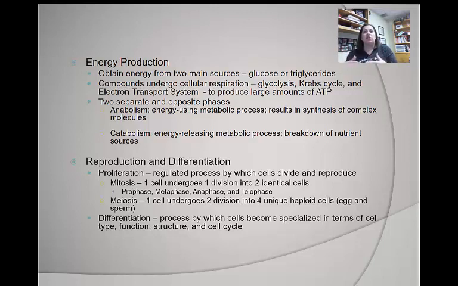So proliferation is a regulated process by which cells divide and reproduce, and they can divide in two ways. Mitosis is the asexual form where one cell just divides into two. So one cell undergoes one division to make two cells. So we have one cell divides into two. Okay. Now, if you recall, mitosis has a number of phases. There's prophase, metaphase, anaphase, and telophase.